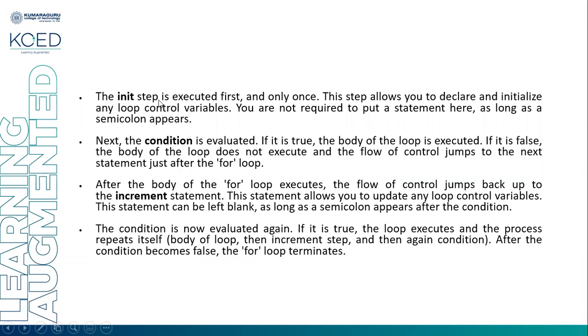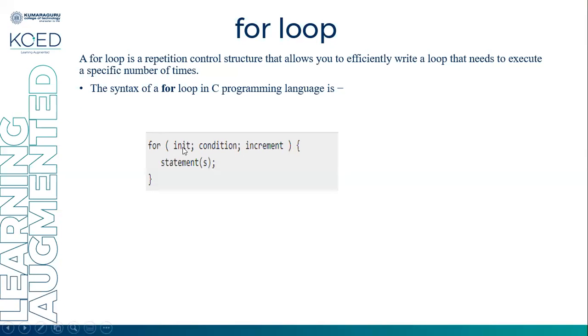The init step is executed first, and only once. This step allows you to declare and initialize any loop control variables. You are not required to put a statement here as long as the semicolon appears. This is optional. For example, if you are initializing the loop control variable before the loop, just put a semicolon, and that is sufficient. If you initialize the loop variable before the loop, it is also possible.